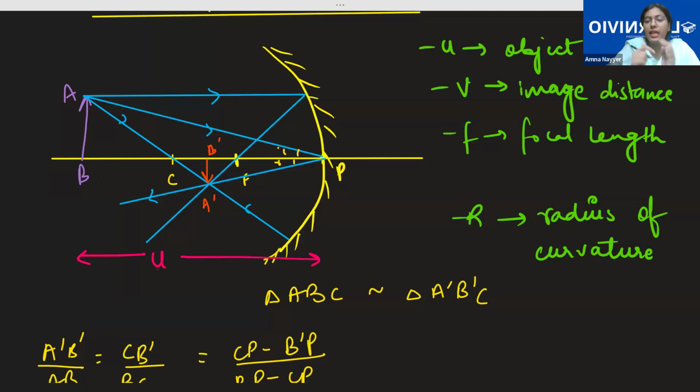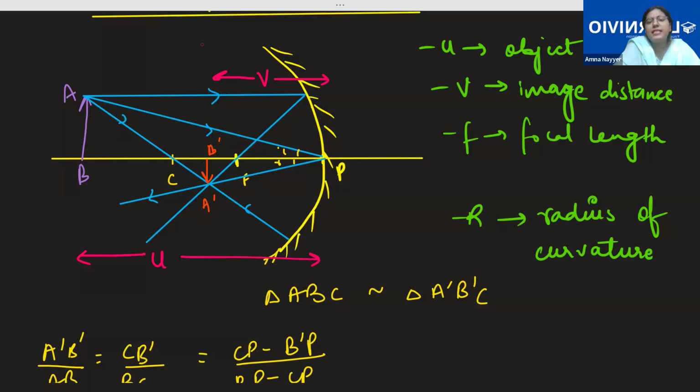What was the sign convention? Anything in front of the mirror is negative, anything behind the mirror will be positive. The object is always kept in front of the mirror, so it will be negative. So this is the object distance, which is BP, and u will be negative here. Next, what else is required by us? Here the image has been formed. A dash B dash is the image that has been formed. So from the pole of the mirror to this image, this becomes the image distance v.